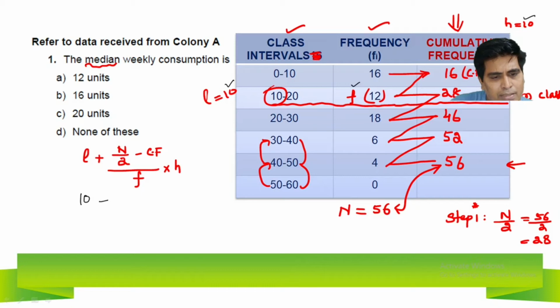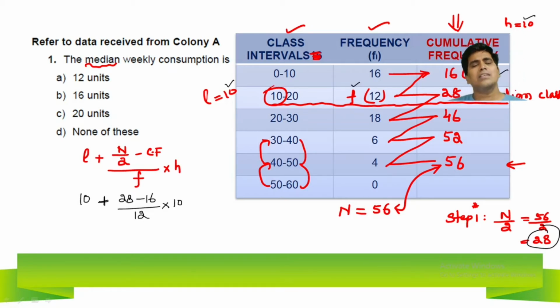So 10 plus n by 2. What is the n by 2 value? The n by 2 value I also calculated here, it is 28. So 28 minus cumulative frequency 16, divided by small f which is 12, and h is how much? 10. So if you calculate this, you will get the direct median.